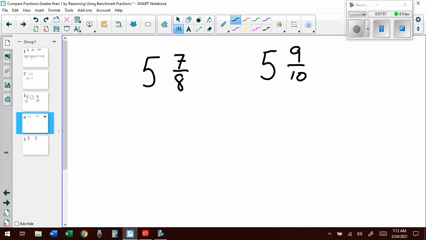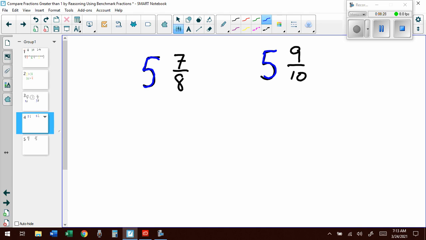look at the whole numbers, 5 and 5. We can't really determine which one's greater by looking at the whole numbers because 5 is equal to 5. 5 is not greater than 5, and 5 is not less than 5. 5 is equal to 5. So now we need to look at our fractions. What do you notice about these two fractions?